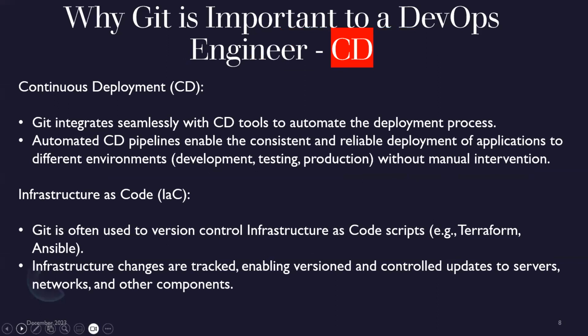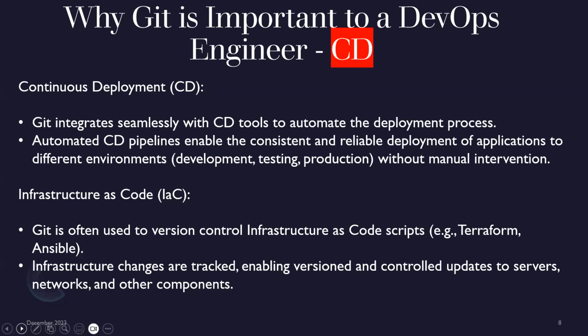We have another concept called CD, which is continuous deployment. Git is always going to be able to integrate with tools that we use for continuous deployment. And this is going to help us, of course, to automate the process of deploying the code after it has gone through the continuous integration process and also through the quality assurance environment.